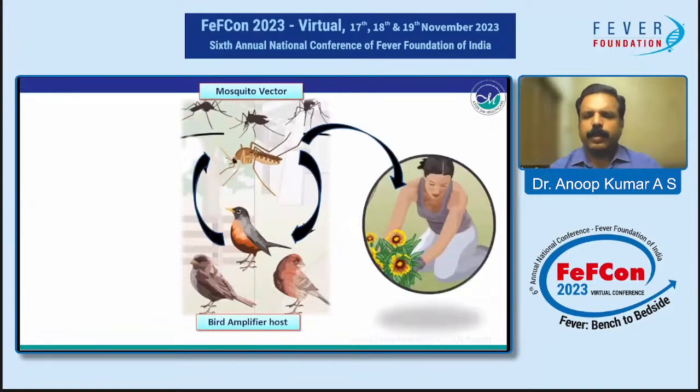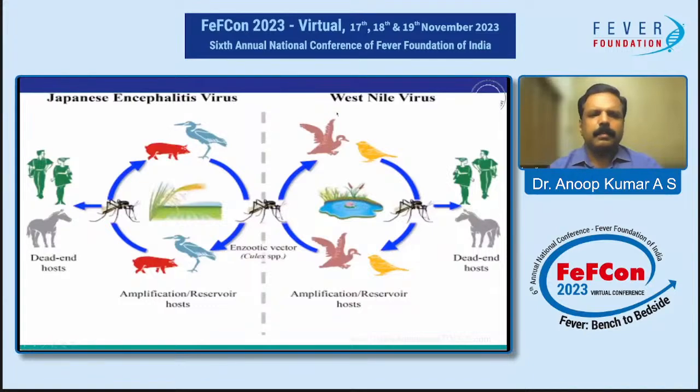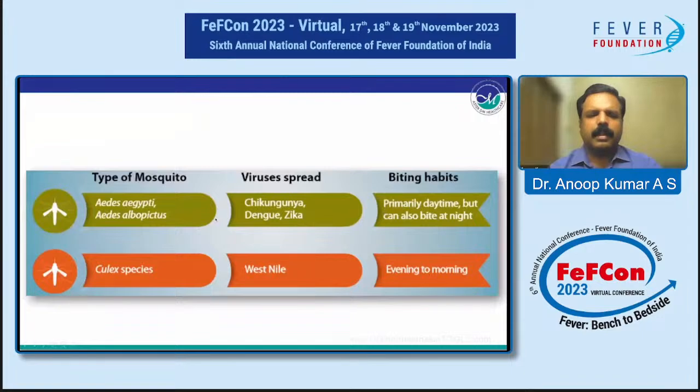Then the human being can be like an accidental host, and sometimes an animal dead host also will be possible. And the JE and West Nile are almost having a similar transmission pattern. Only thing, the pigs and other animals are involved in JE, but here it is mainly birds. So if you find many dead birds in that area, then you will have to think about the possibility of West Nile.